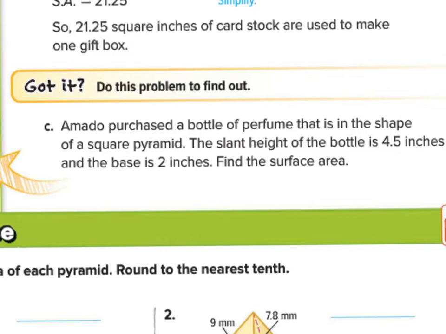Okay, Amado purchased a bottle of perfume that is in the shape of a square pyramid. Square pyramid, the base is square. The slant height of the bottle is 4.5 inches and the base is 2 inches. Find the surface area. So the base, I'm assuming the slant height is 4.5 and the base is 2 inches. Now they're only telling us one dimension of the base because it's a square, obviously, and they're not saying the area of the base is 2 inches. They're simply just telling us it's 2 inches. So I'm assuming that is one dimension.